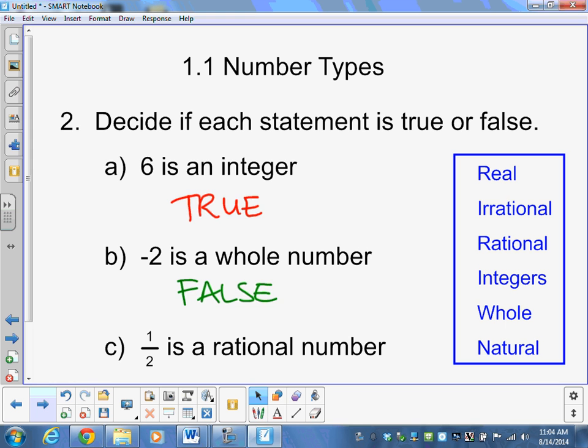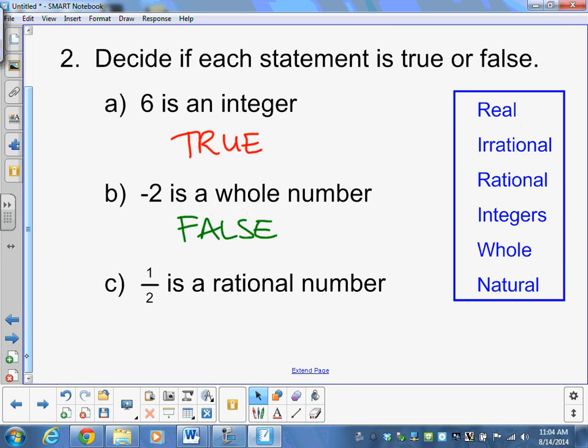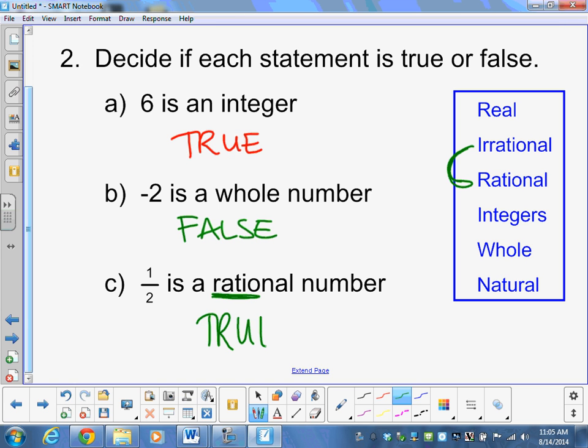Lastly, 1/2 is a rational number. Well, we know 1/2 is real. So when we're determining rational or irrational, we just have to decide if it can or cannot be written as a fraction. Remember, rational means ratio or fraction. So is this a fraction? Is it a rational number? Yes, it is. So this would be true.